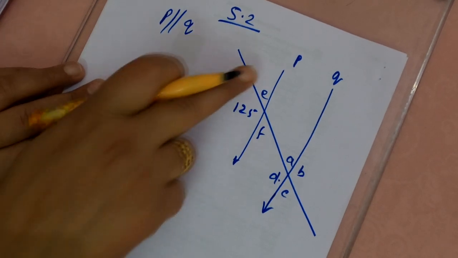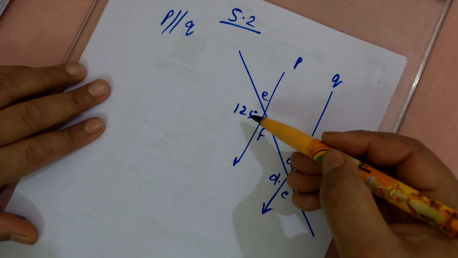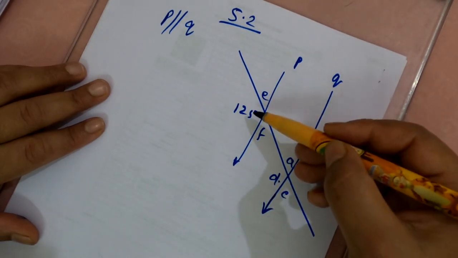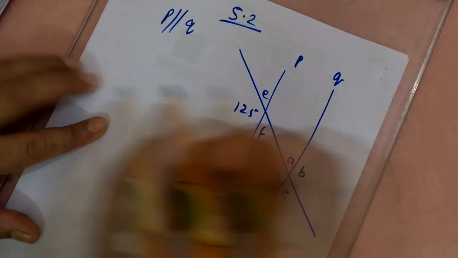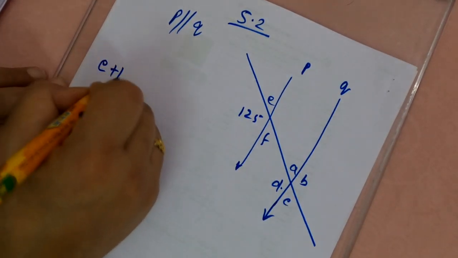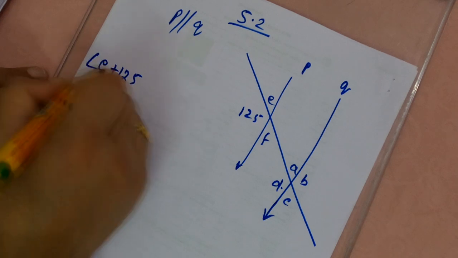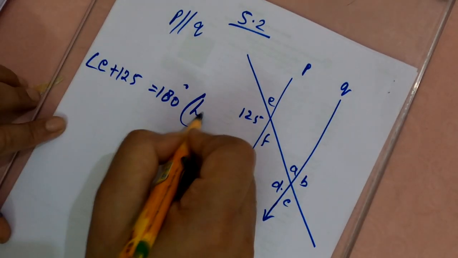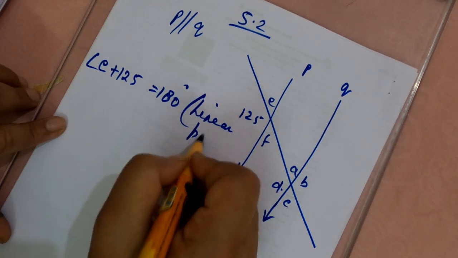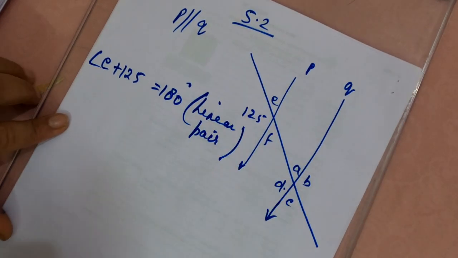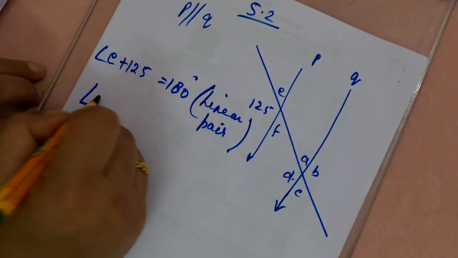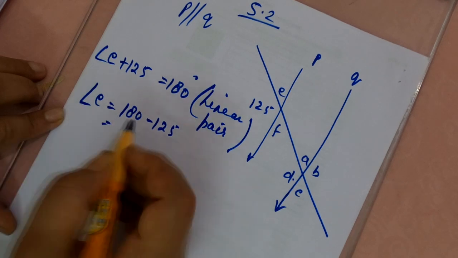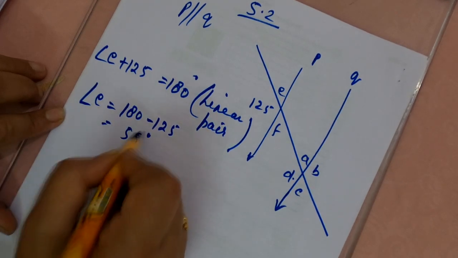125 degrees is given, E and F are missing. As you know, 125 and E lie on the same straight line. Therefore, you can call it a linear pair. So E plus 125 is equal to 180 degrees. The reason is linear pair. Clear? So angle E will be equal to 180 minus 125, that is equal to 55 degrees.